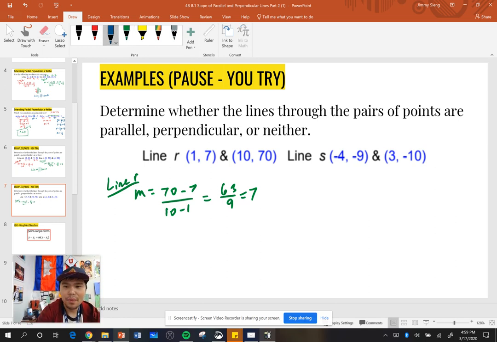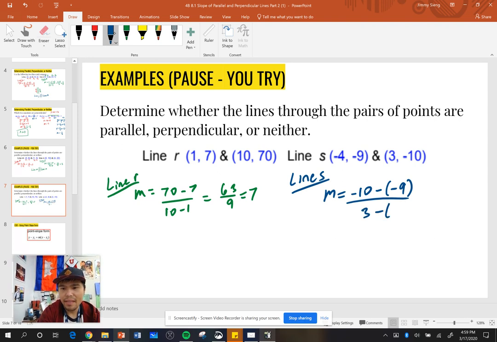I'll do this one in blue. Line S. That is going to be negative 10 minus 9 all over 3 minus 4, right? Well, that's negative 10 plus 9 all over 3 plus 7, right? That gives me negative 1 over 10. Nope, I'm going crazy. That's 3 plus 4. That's negative 1 over 7, right? Okay, compare those two. 7 and negative 1 over 7, right?